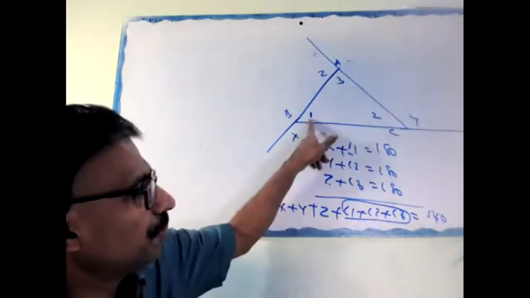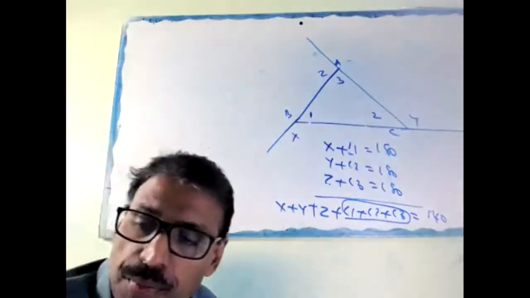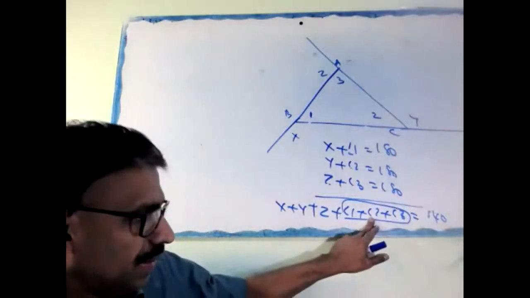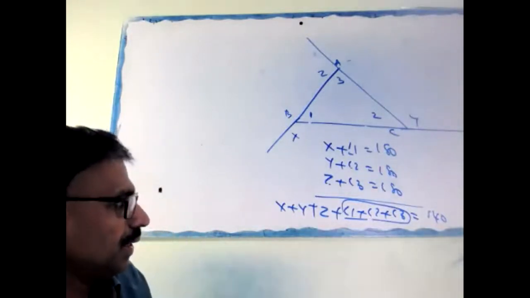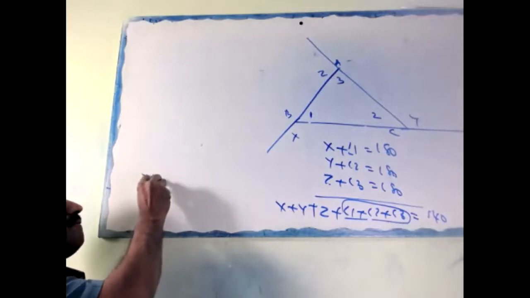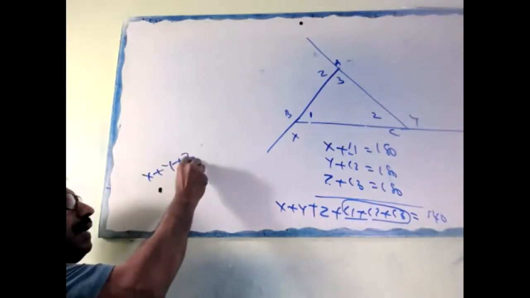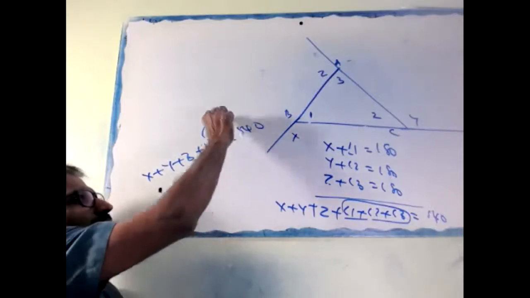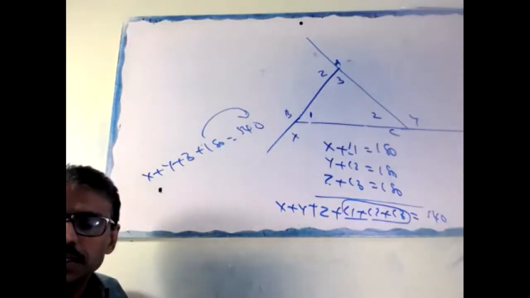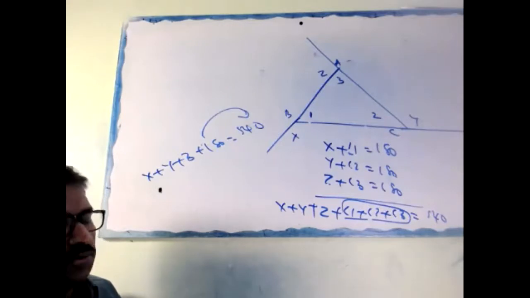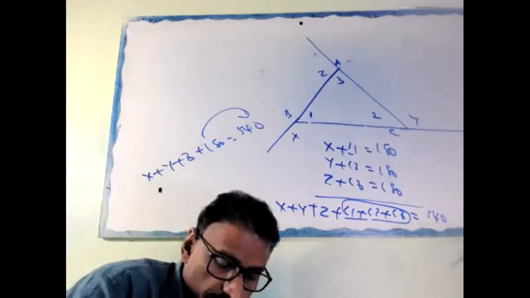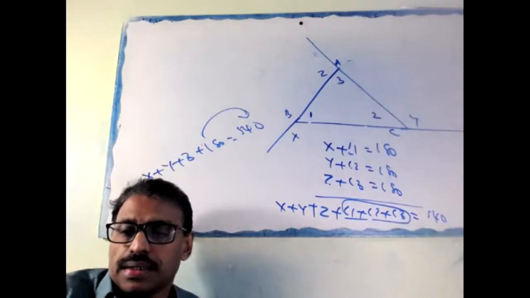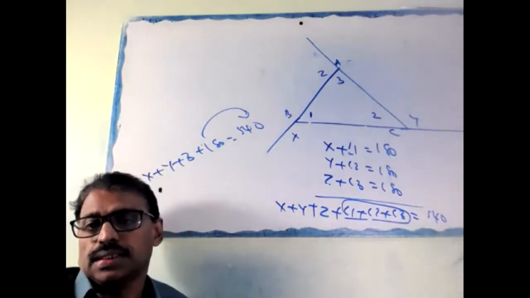But 1 plus 2 plus 3, angle sum property of a triangle, that is 180. You write here 180. Next line, X plus Y plus Z plus 180 equal to 540. Then this is going to the side. X plus Y plus Z equal to 540 minus 180. 540 minus 180, that means 360. Is it okay now?